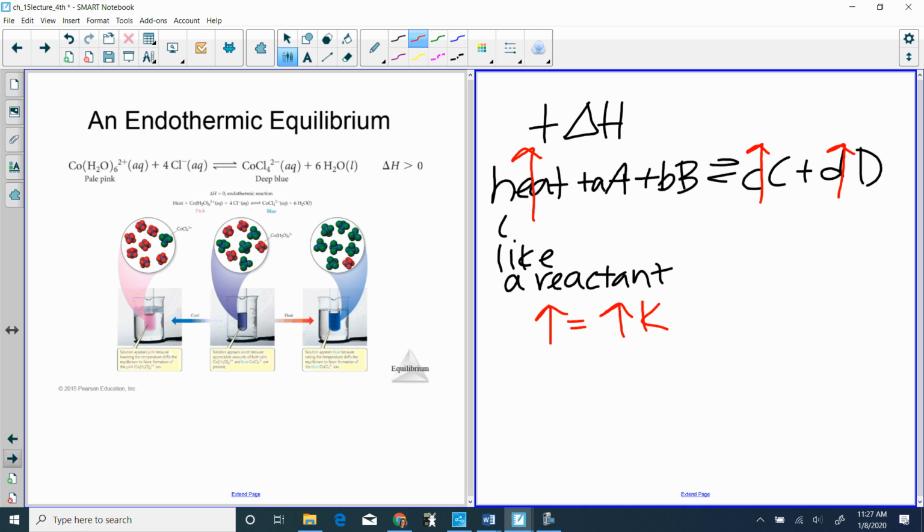Okay, now you talk with your battle buddy. What if I decrease my heat in an endothermic reaction? What's going to happen to my K? Ready, go. Which way? How does it affect K?